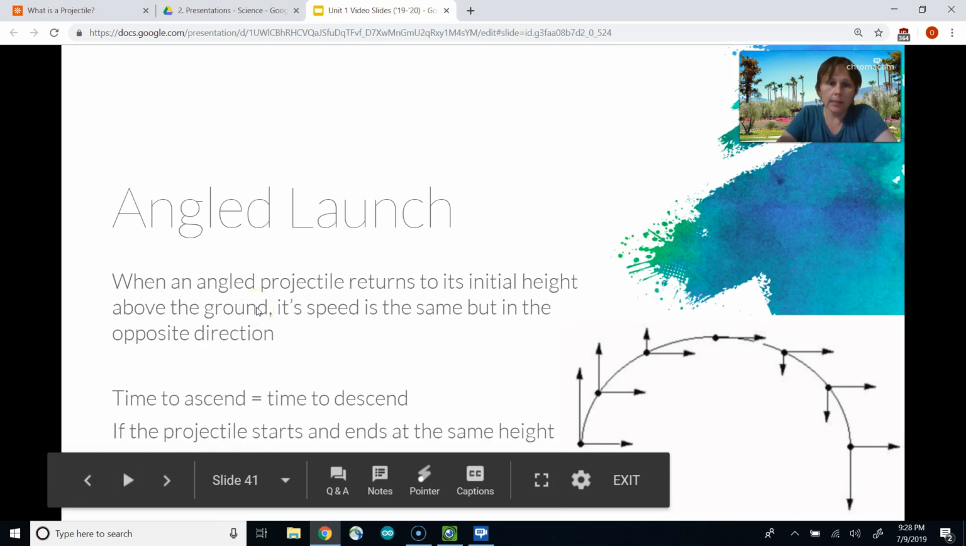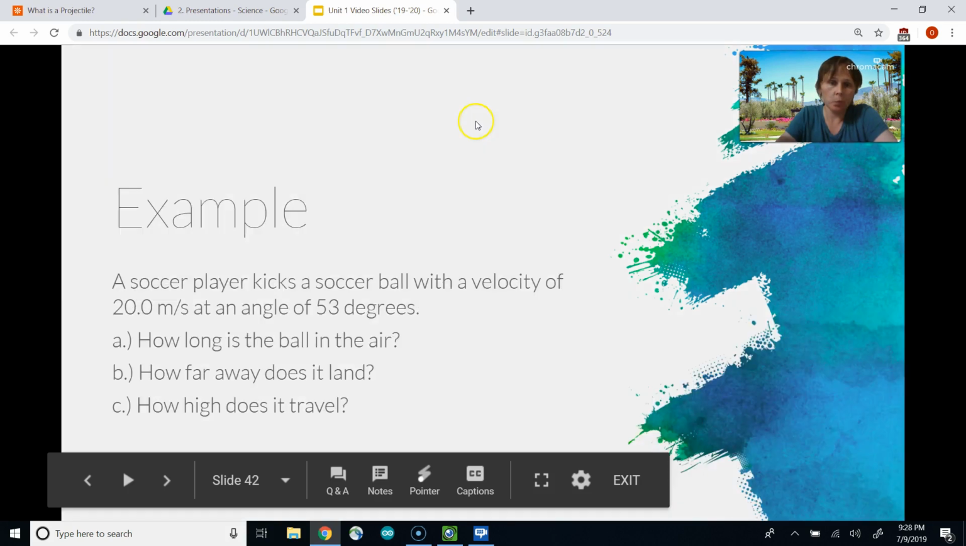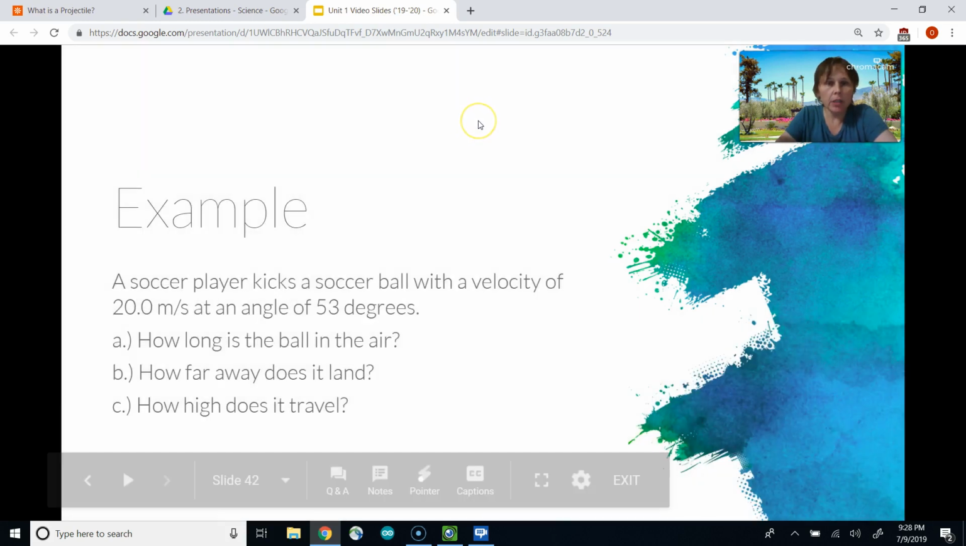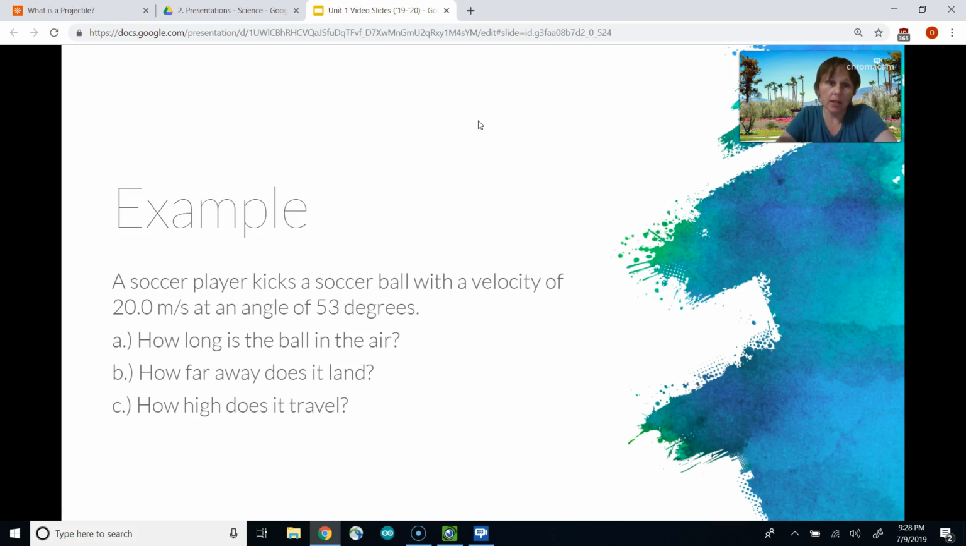Let's look at the example. A soccer player kicks a soccer ball with a velocity of 20 meters per second at an angle of 53 degrees. First, how long is the ball in the air? Second, how far away does it land? And third, how high does it travel? Let's look at these solutions one at a time.